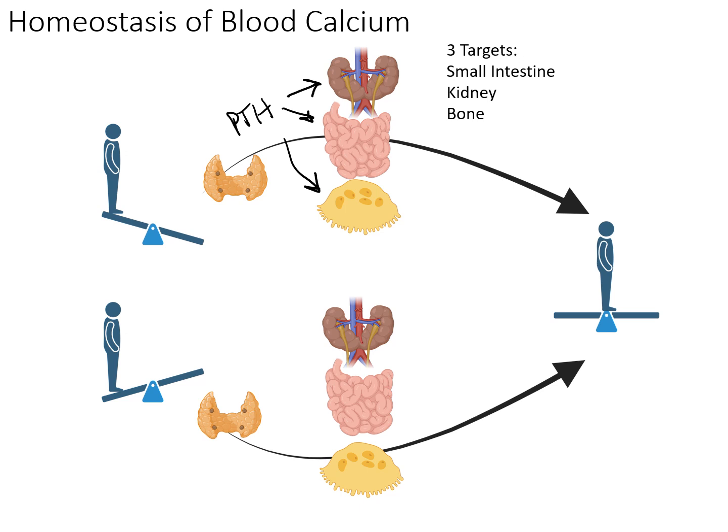The small intestine absorbs more calcium from your food. The kidney refuses to release calcium into the urine, and both of these things maintain or raise blood calcium. Osteoclasts, the cells that break down bone, respond to PTH, and they begin osteolysis to break down bone, releasing stored calcium into the blood. And all of this raises the blood calcium level back to a normal level.